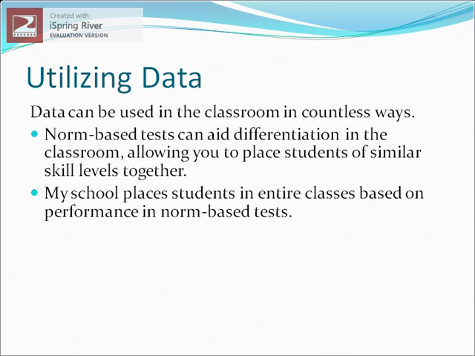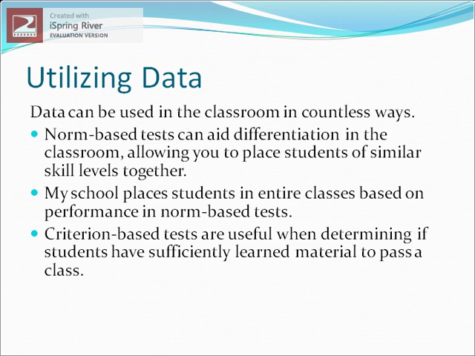And as I said earlier, in my school, we place students in entire classes based on their performance in norm-based tests, which is something that can be both very good and very bad. It's really nice to have a class in which everybody has about the same proficiency level. It's really bad if that was based on bad data. If the test that they took was either invalid or unreliable, because then you could have students placed in the wrong class all year long. That actually was a problem for me last year.